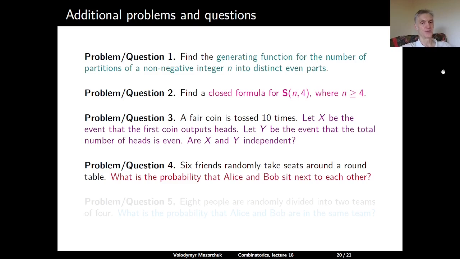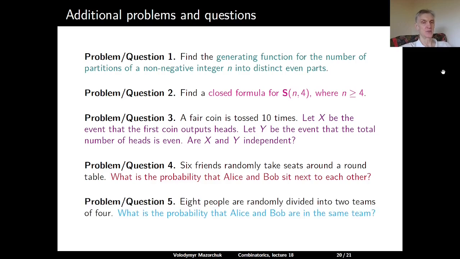Problem question 4. 6 friends randomly take seats around a round table. What is the probability that Alice and Bob, 2 out of these 6 friends, sit next to each other? And problem question 5. 8 people are randomly divided into 2 teams of 4. What is the probability that Alice and Bob, 2 out of these 8 people, are in the same team?